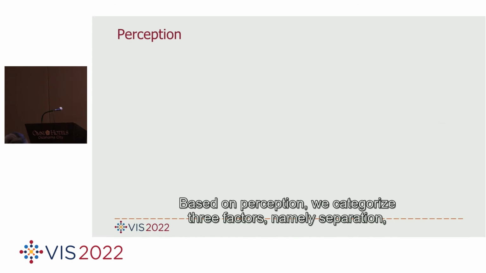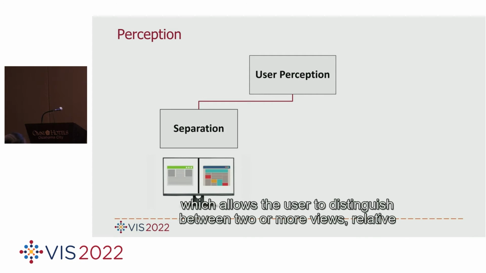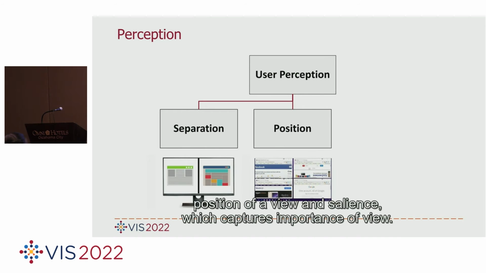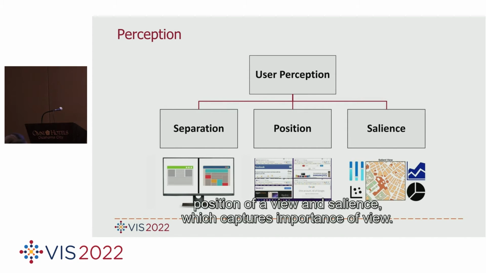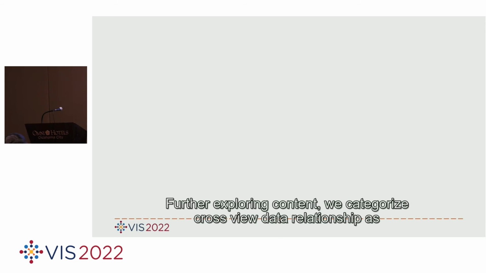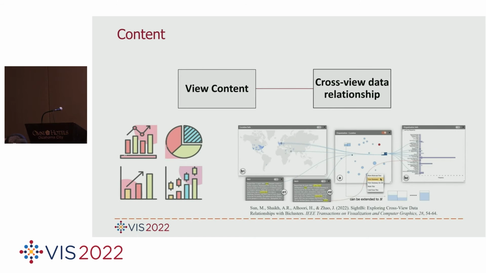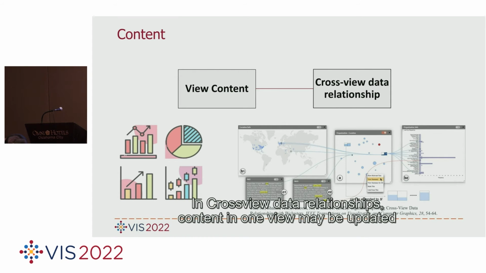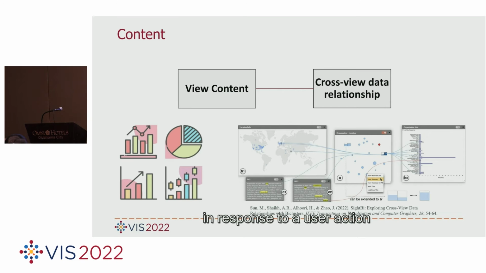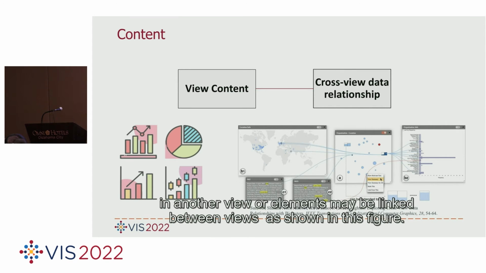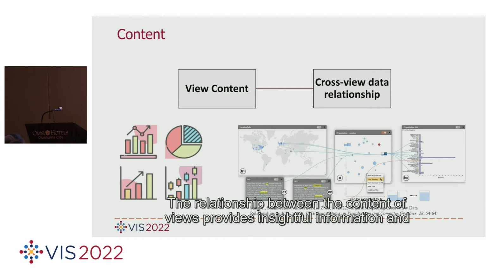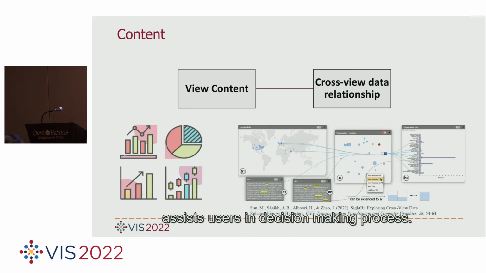Based on perception, we categorize three factors, namely separation, which allows the user to distinguish between two or more views, relative position of a view, and salience, which captures importance of view. Further exploring content, we categorize cross-view data relationship as the sole factor based on content. In cross-view data relationships, content in one view may be updated in response to a user action in another view, or elements may be linked between views, as shown in this figure. The relationship between the content of views provides insightful information and assists users in the decision-making process.